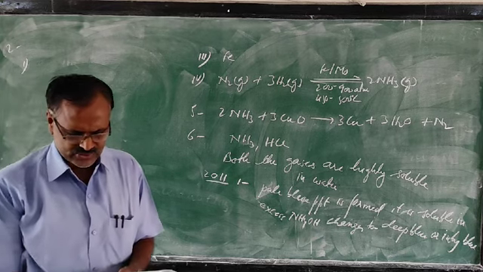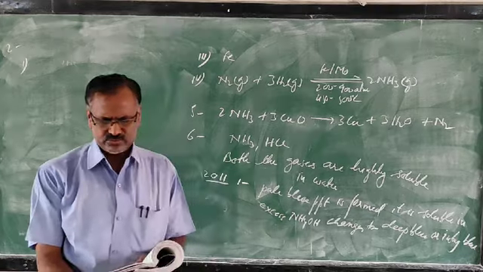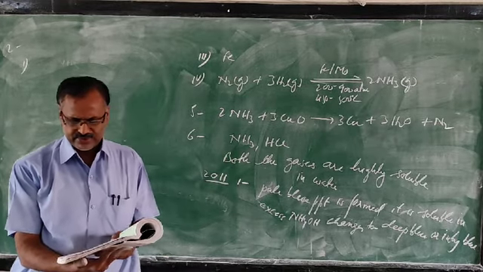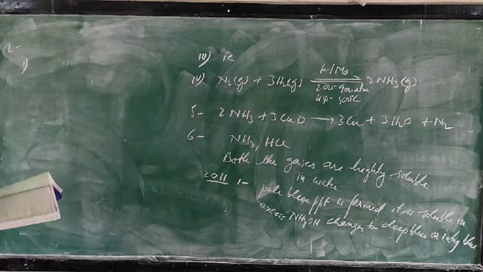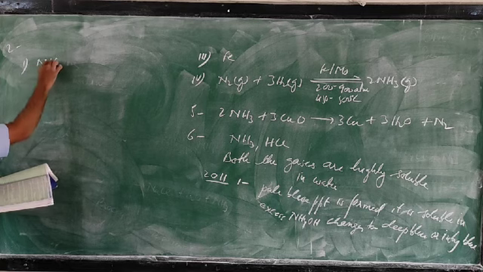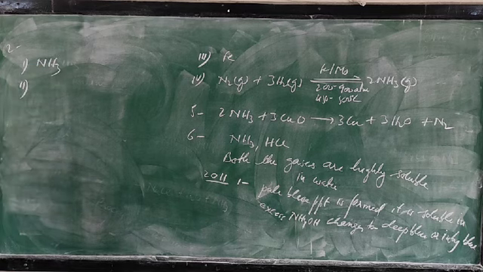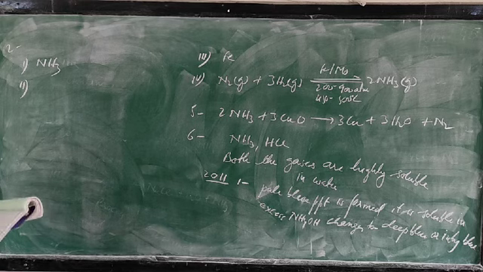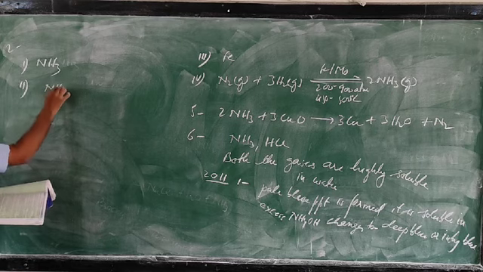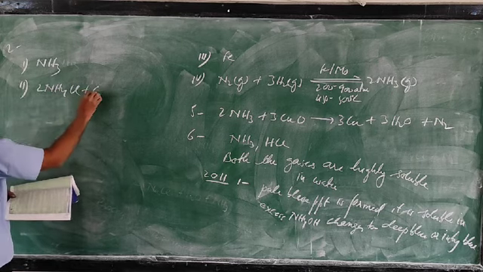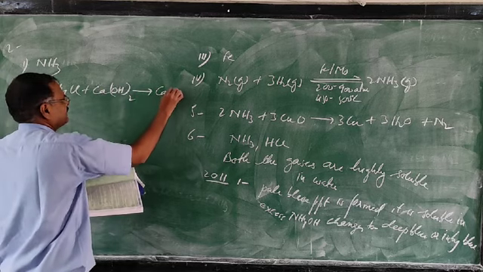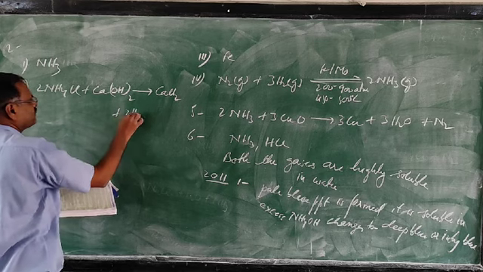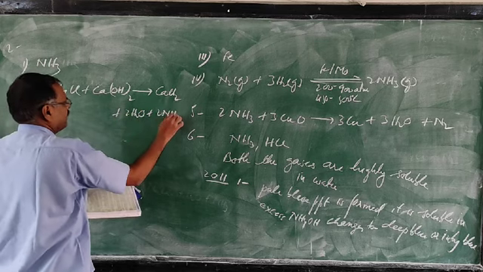The diagram shows the setup for the lab preparation of a pungent alkaline gas. Name the gas collected in the jar. So this gas is ammonia, NH3. Second, give a balanced equation for the above preparation. So ammonium chloride, when heated with calcium hydroxide, will form calcium chloride, water and ammonia.